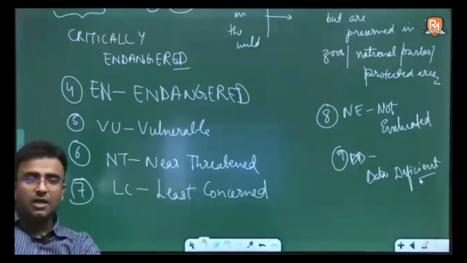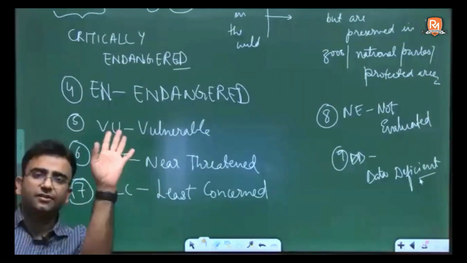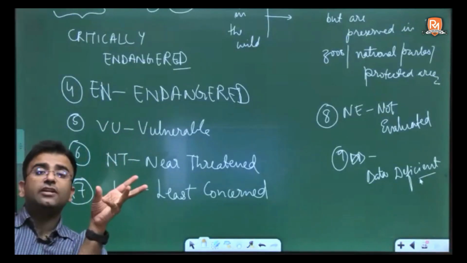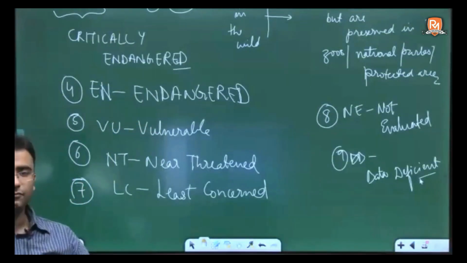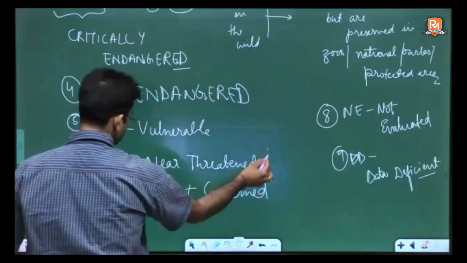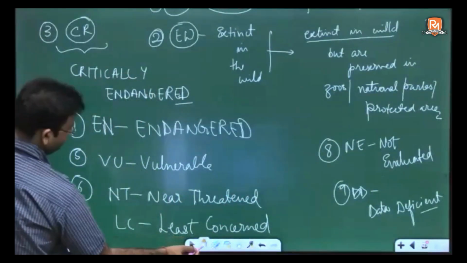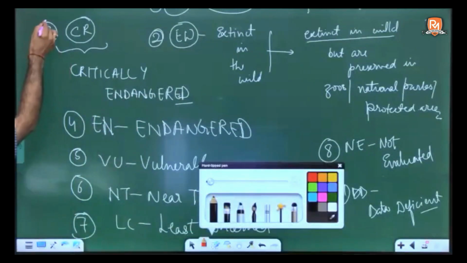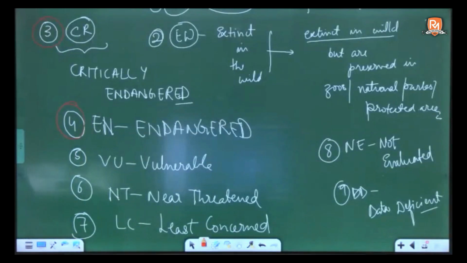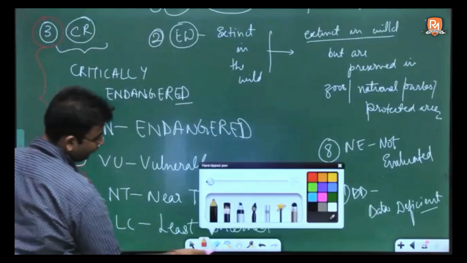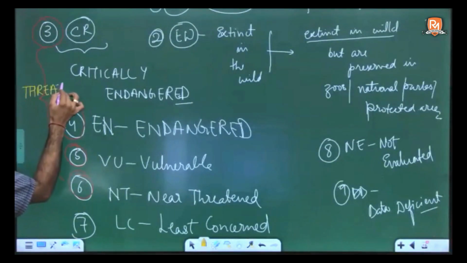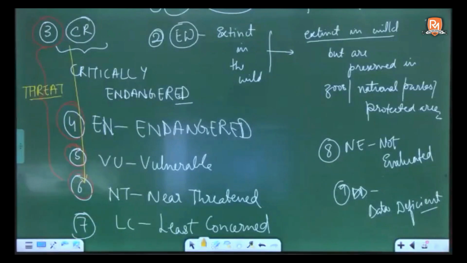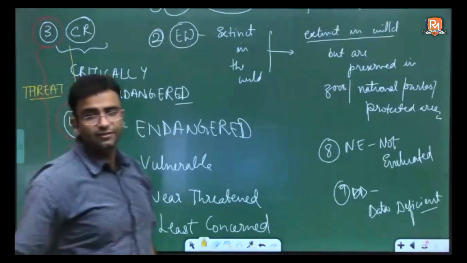All right. Now, the first one is extinct. Second is extinct in the wild. Now there is critically endangered, endangered, vulnerable, and near threatened. So you see, 3, 4, 5, 6. These 4 categories face threat, and the level of threat decreases from critically endangered to near threatened.